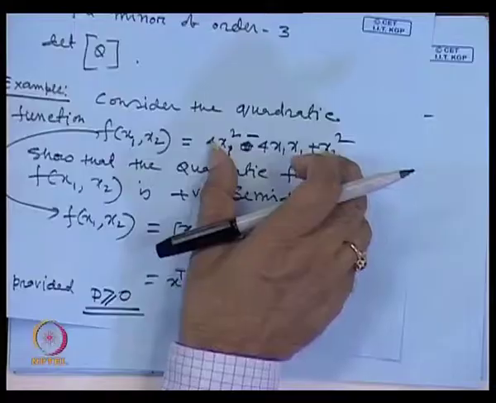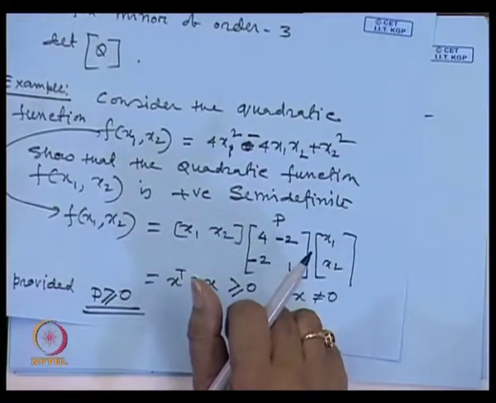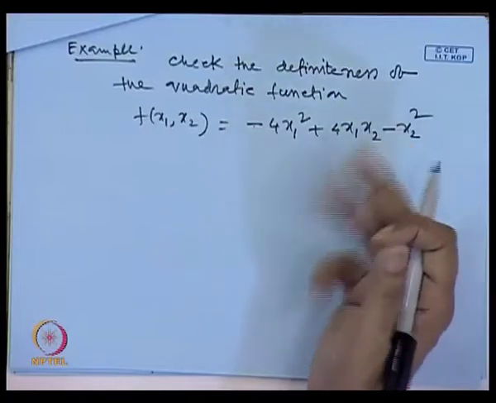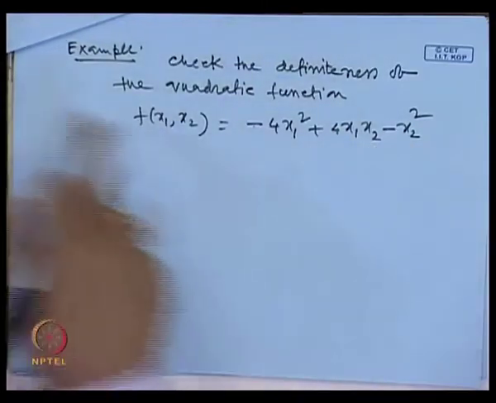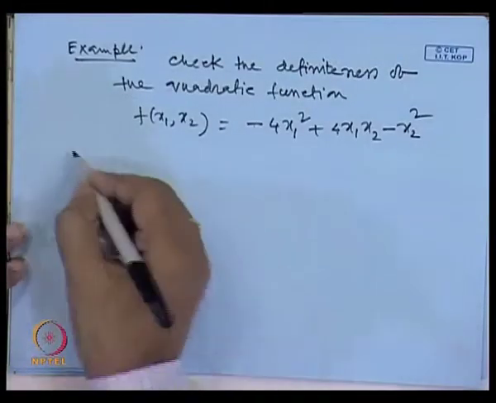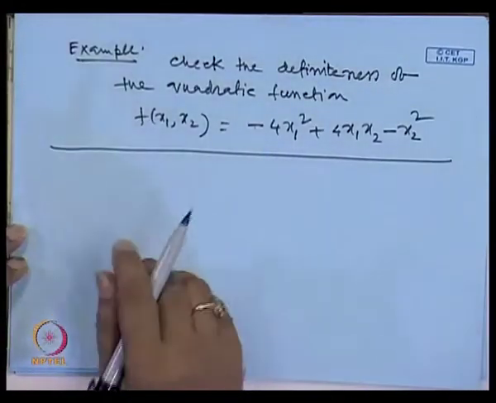You see, this function I multiplied by minus 1. Previously we proved it is positive semi-definite. So since we multiplied by minus, it will be negative definite. So apply the Sylvester theorem: check the values of the even order and odd order principal minors. All these things you can easily prove with the Sylvester criteria. So I leave this as an exercise.